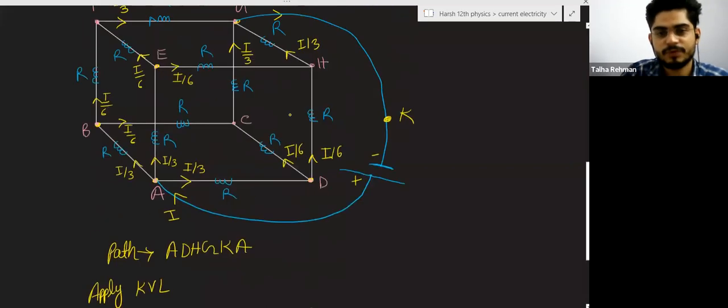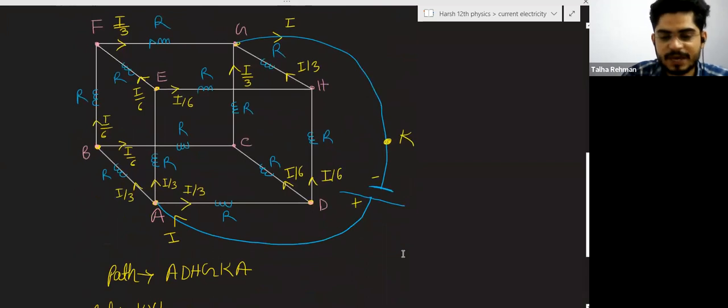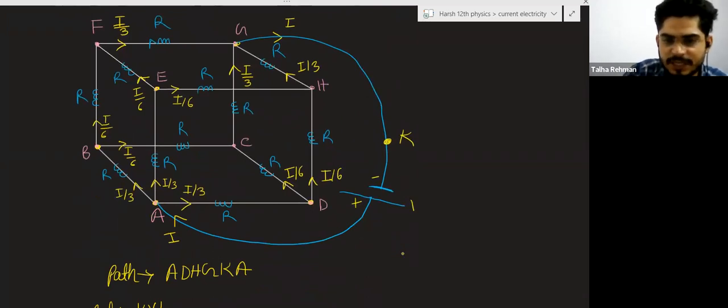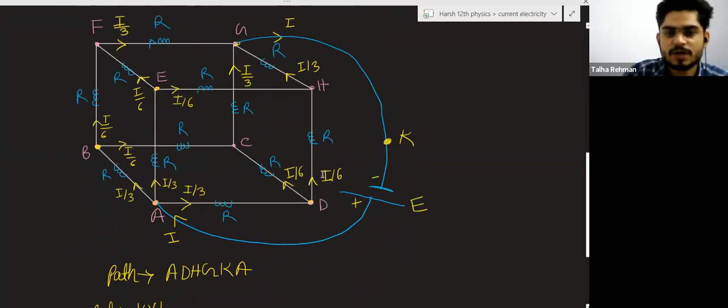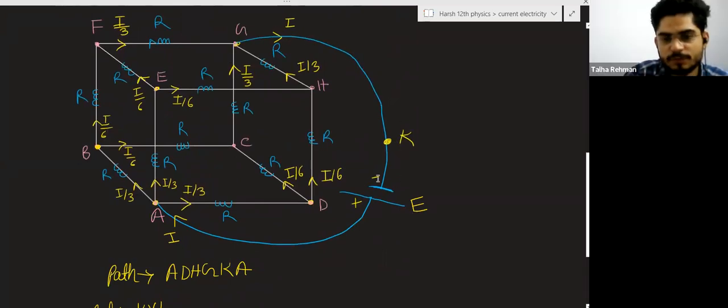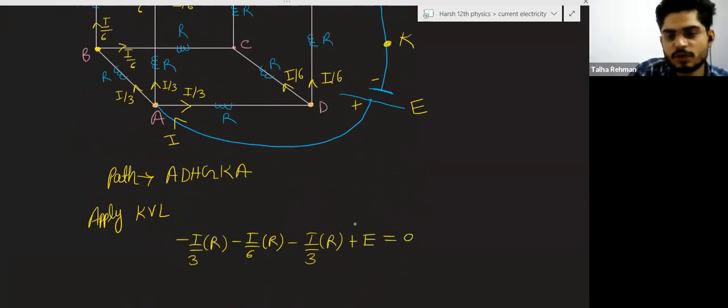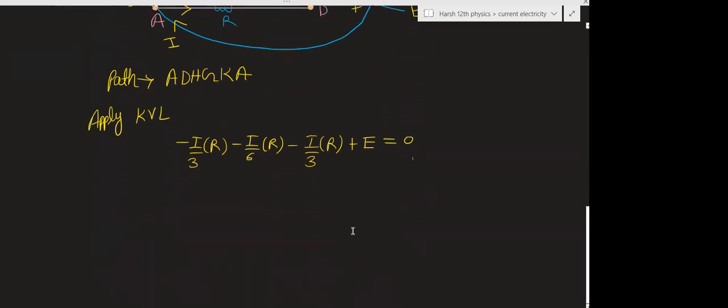Now from here to here there is one cell only. I am supposing E is the EMF of this cell. When you move from lower to higher, it will become plus E. And according to KVL, the summation of all the voltages is equal to 0. Very good, fine.